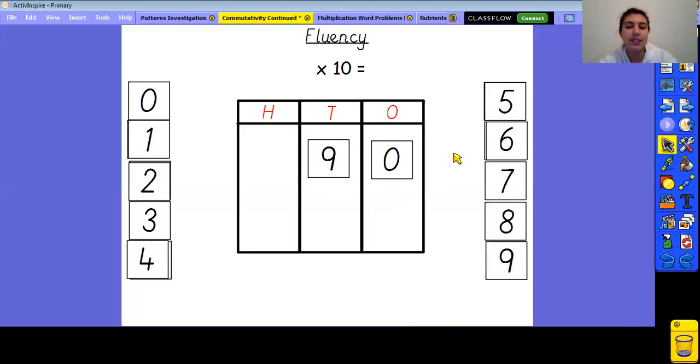Tomorrow we're going to look at the same thing, but with 2-digit numbers. So maybe you could start to have a think, what would happen if I tried to do this with a 2-digit number? Just have a think, but we'll go through that tomorrow.